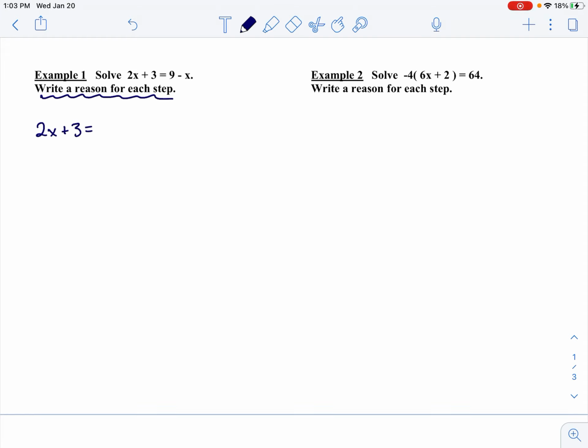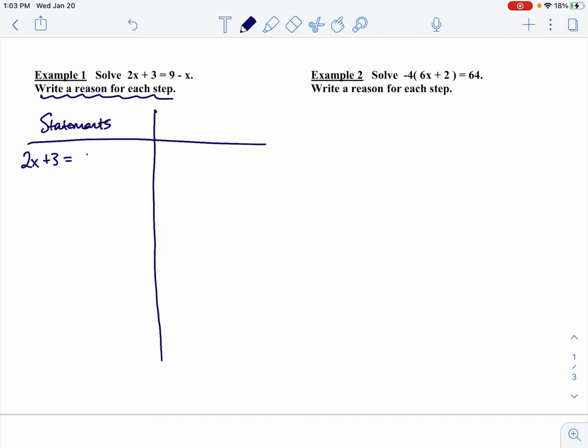So 2x plus 3 equals 9 minus x. And you know what? I'm going to get you set up in a way that I want to make sure you will be able to use. So we're going to be doing two columns. We're going to have statements, which is where the equations today will go. And on the other side, I want a reason for each step. So if this were step number 1, the reason is this was our given equation. And when we do proofs, it will always start with given. We have given information, and we're going to be trying to get to our conclusion.